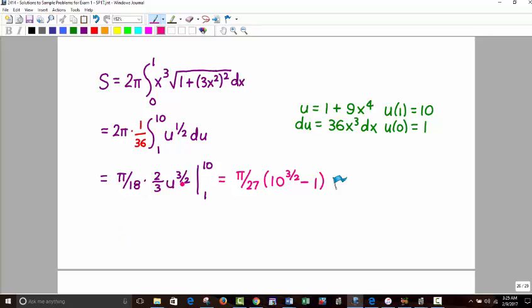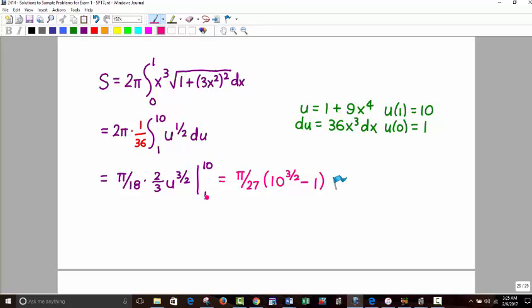So that gives me 2/3 u to the 3/2 using the power rule. You can simplify all this. 2 over 18 is 1 over 9. 9 times 3 is 27. So it's pi over 27. And put in 10, 10 to the 3/2, minus 1 to the 3/2.